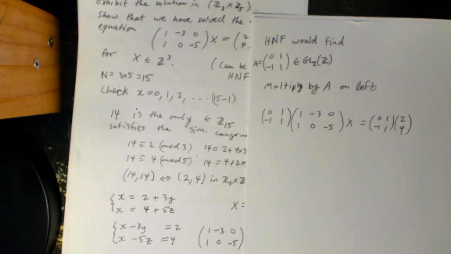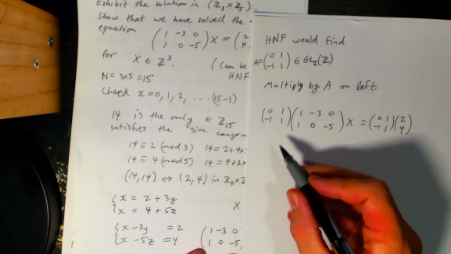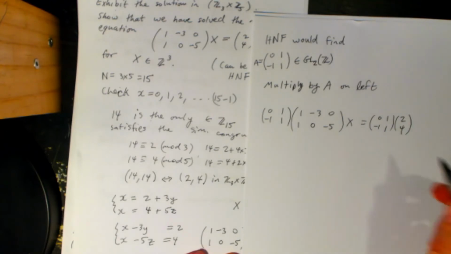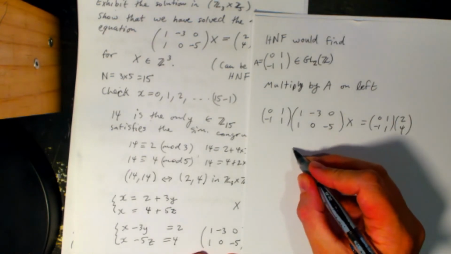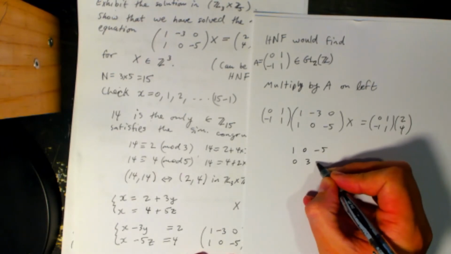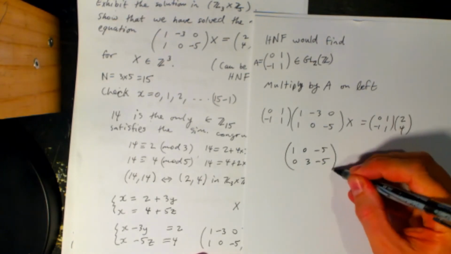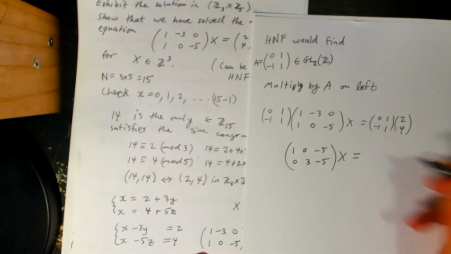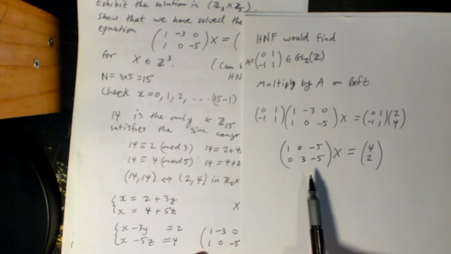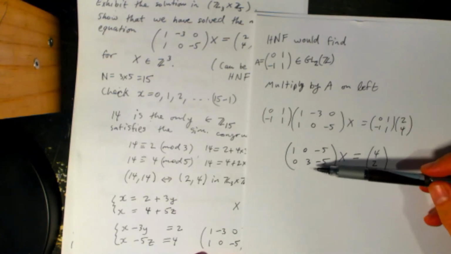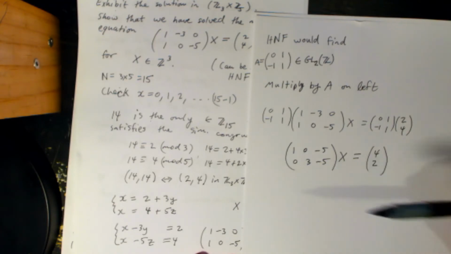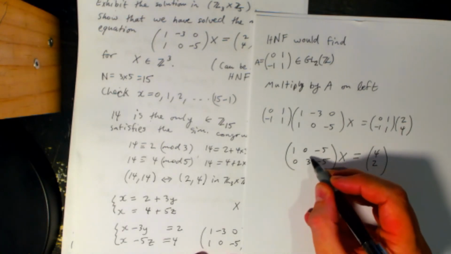Okay, so when we multiply that out, this will give us the equivalent of row operations. What we get is [1, 0, -5; 0, 3, -5] x is equal to [4, 2]. Okay, so this here is in Hermite normal form. We have pivots, zeros above our pivots, and zeros below the pivots. So these two are pivots there.